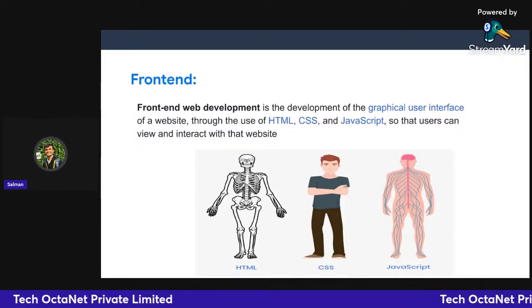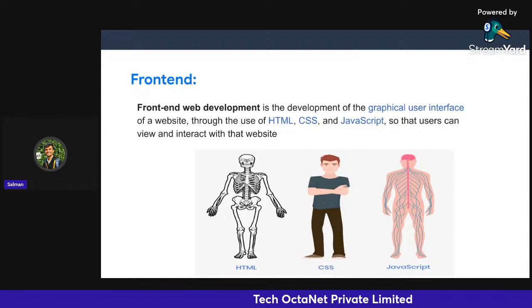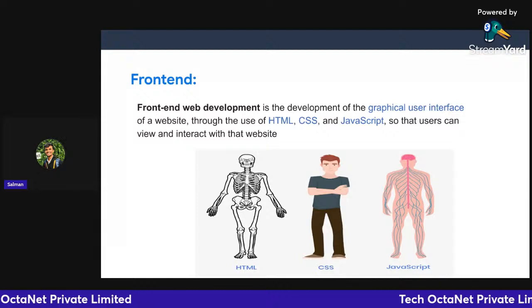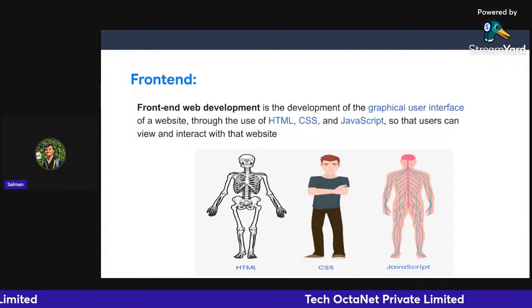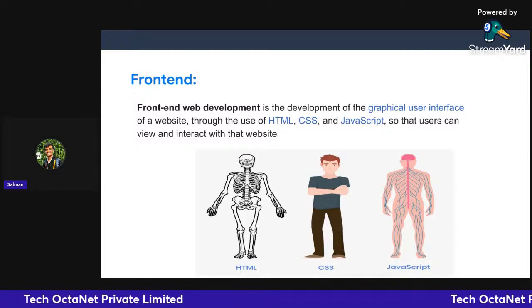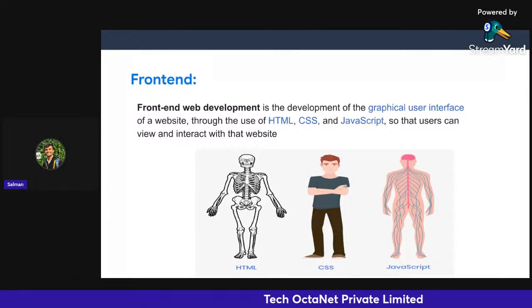And to make that website interactive, we use JavaScript. So the user can interact with the website, such as when I click on any website, I can see an alert, a pop-up coming over there. This kind of interaction we can do with JavaScript, as well as animations and a lot of things. As humans, we have a nervous system in our body.